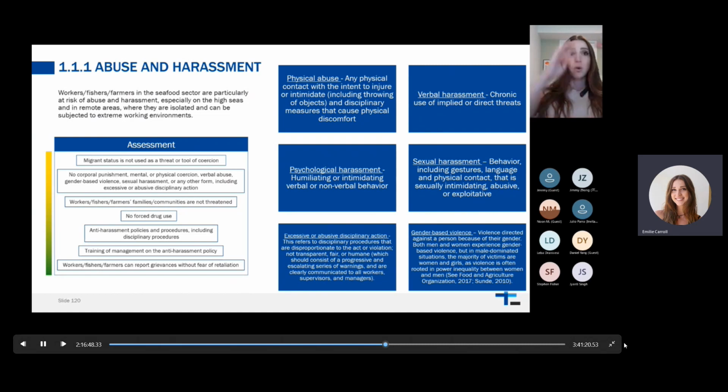And then while there is a whole indicator on grievance mechanisms in the SRA, here in 1.1.1, there's an indicator making sure that workers, fishers, and farmers can report grievances without fear of retaliation. And that fear of retaliation is really important because that retaliation usually falls under some form of abuse or physical or abuse or harassment.